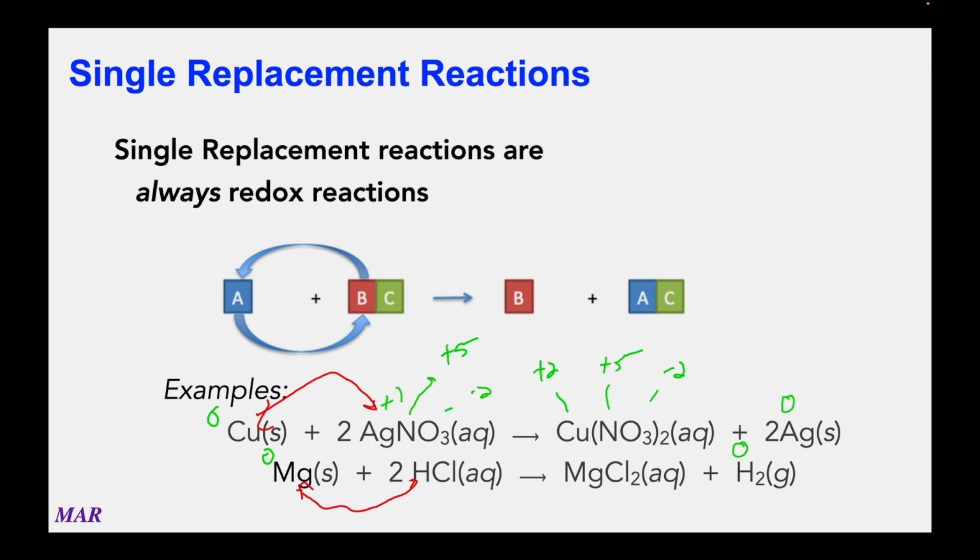On the bottom, let's finish this off. Hydrogen is +1, chlorine's -1. Magnesium chloride, magnesium's +2, chlorine's -1. Now, why did I do that?